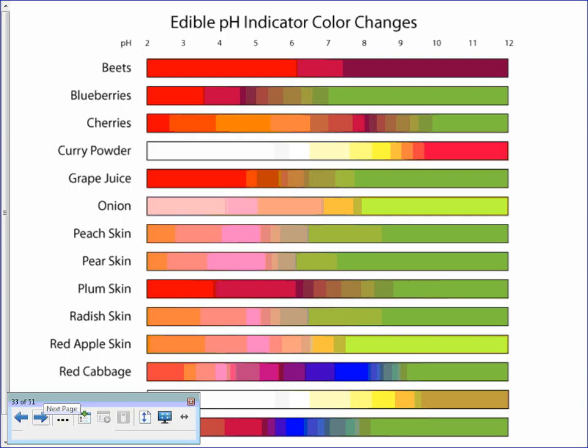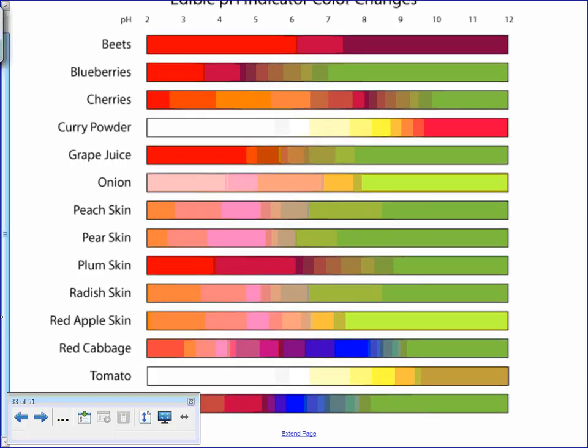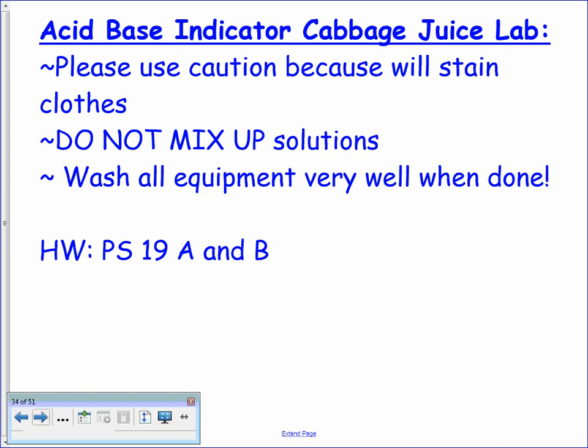There are some edible ones you may have seen in your cabinet or fridge. Curry powder changes from red at about 9 down to clear. Beets are a natural indicator. Apples, red cabbage, which is one we're going to use today, tomatoes, peach skin, all of these things can change color because they have very similar molecular compounds inside their skins that make them pigmented. The pigmentation is actually what we're changing. So we're going to use the cabbage juice today.